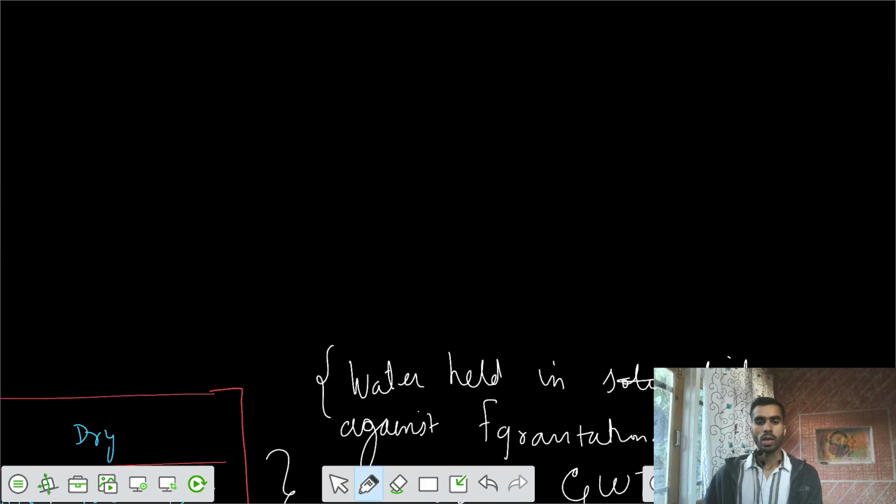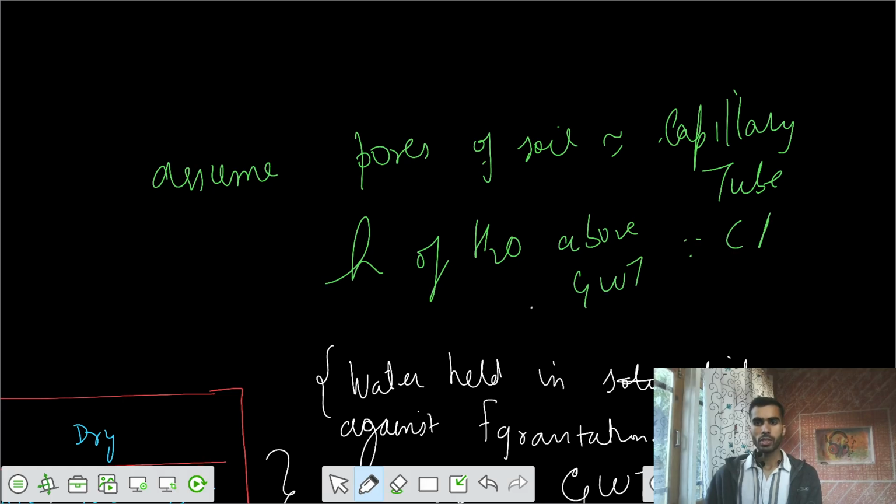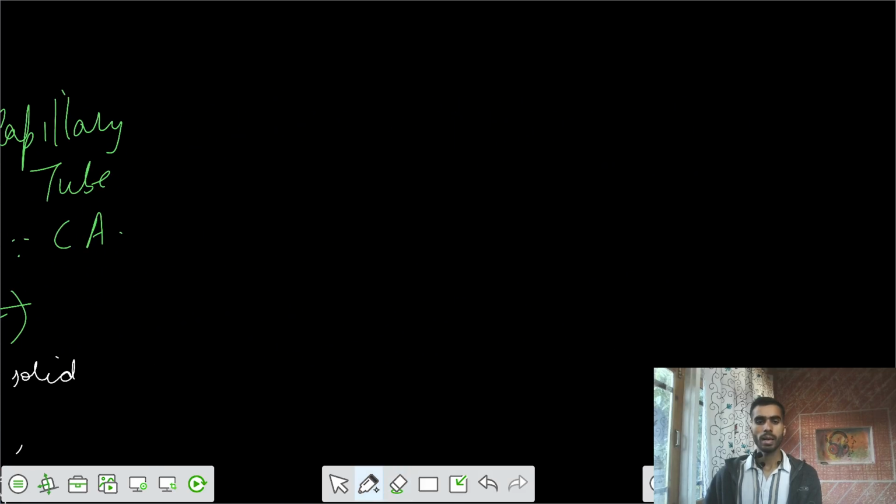Now, if I try to assume that the pores of the soil are similar to a capillary tube, then we can say what is the rise of water above the groundwater table because of capillary action. So we can calculate that now. If you have the concepts of fluid mechanics, you have studied the capillary effect.